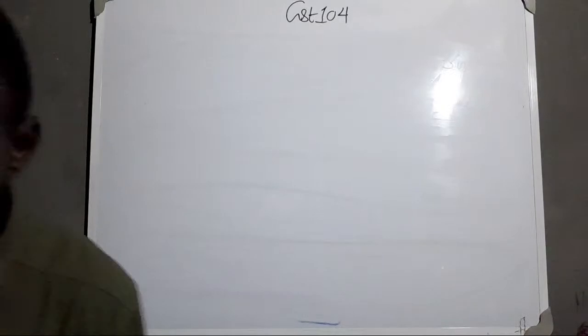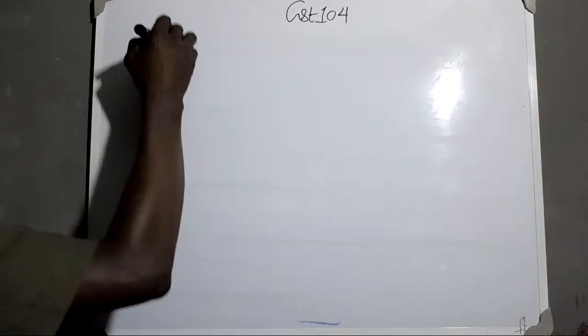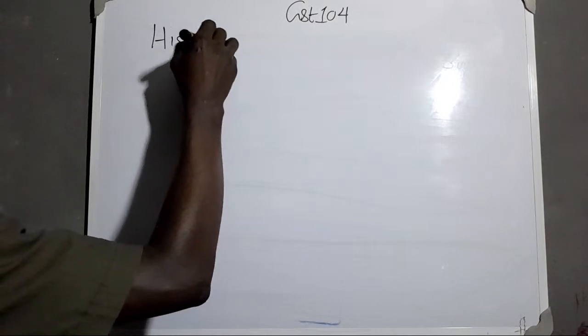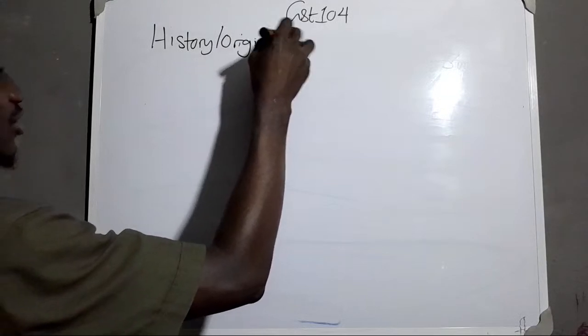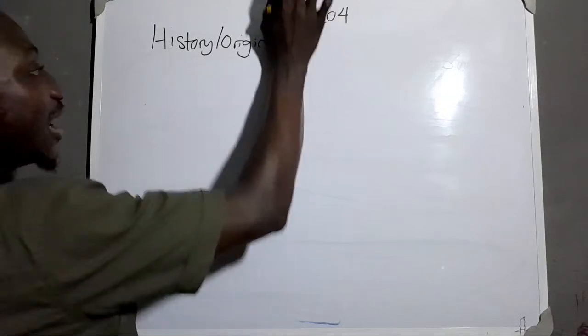Okay, now we've been able to talk about library, what it means in French, what it means in Greek and Latin, also what book means in Greek and Latin, and what the word library is. We've been able to talk about that. And now let's talk about the history or the origin of the library.